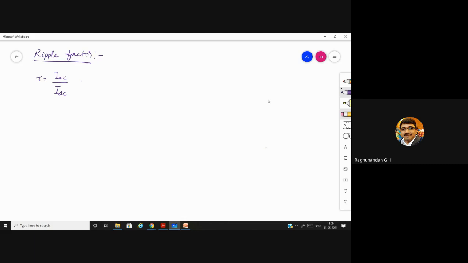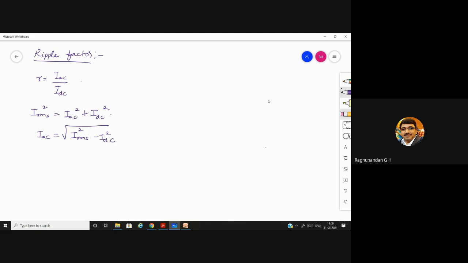So don't get confused. For ripple, AC will come in the numerator, DC will come in the denominator. For efficiency, DC will come in the numerator, AC will come in the denominator. Since we don't have an equation directly for IAC, we take IRMS square. IRMS square is equal to IAC square plus IDC square, and we rewrite it for IAC, which is equal to root of IRMS square minus I square DC.